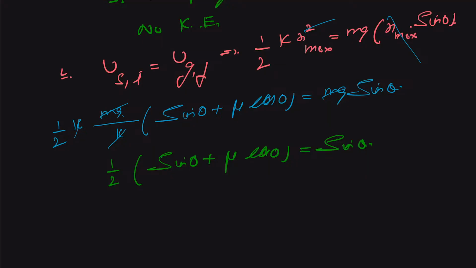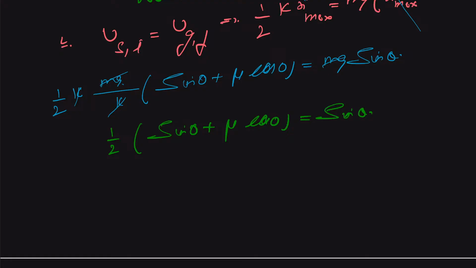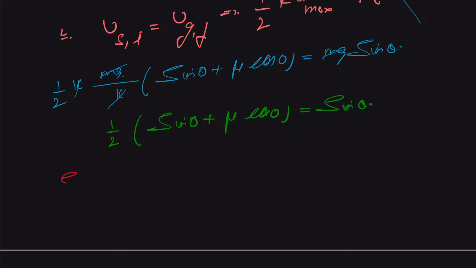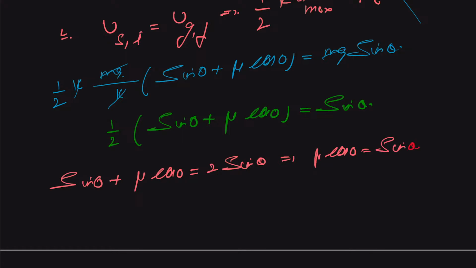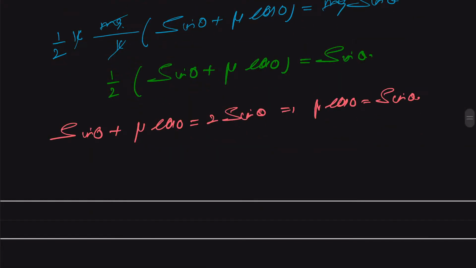And because our half is okay, let us sort it out. We move it to the other direction, and we get sine theta plus mu cos theta is equal to 2 sine theta. So now it is quite easy. So we get mu cos theta is equal to sine theta, therefore we get that our tangent of theta is equal to mu. So this is the relationship between theta as well as our mu.